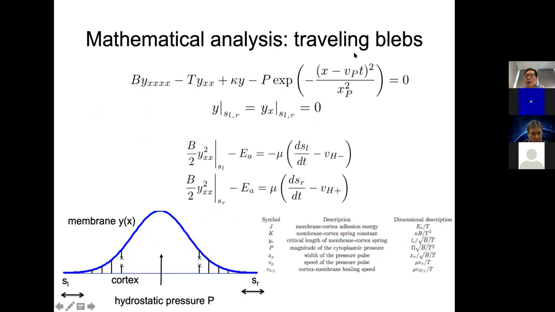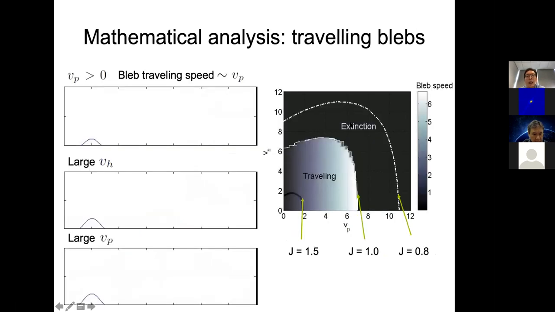But additionally, we can also assume that the pressure pulse is actually non-static. So the pulse can actually move around, which we denote by just a simple linear term here for now. So when we do this, we find that in certain regimes, the bleb can travel, whereas in other regimes, we get what we call extinction. That means the blebs cannot be sustained. So what this shows is that essentially you cannot travel faster than you can heal.